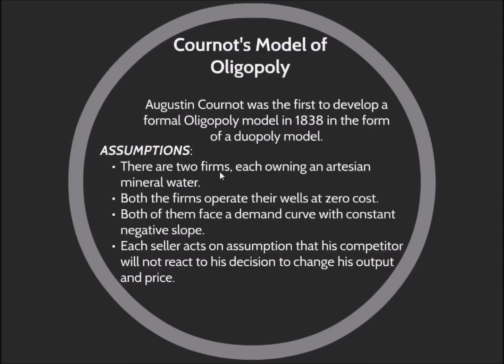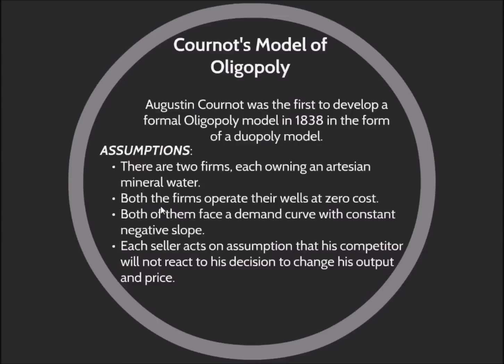The first assumption is that there are two firms each owning an artesian mineral water well. Augustin Cournot started discussing this model by taking the example of just two firms, a duopoly situation. Duopoly refers to a situation where there are only two sellers in an oligopoly type of market structure. We can take the example of Boeing and Airbus in the airliner industry, or the sugar and salt industry in the UK. There are just two sellers in these particular industries.